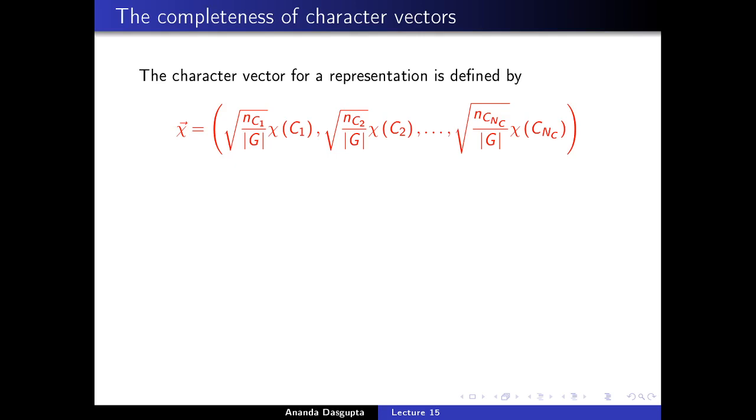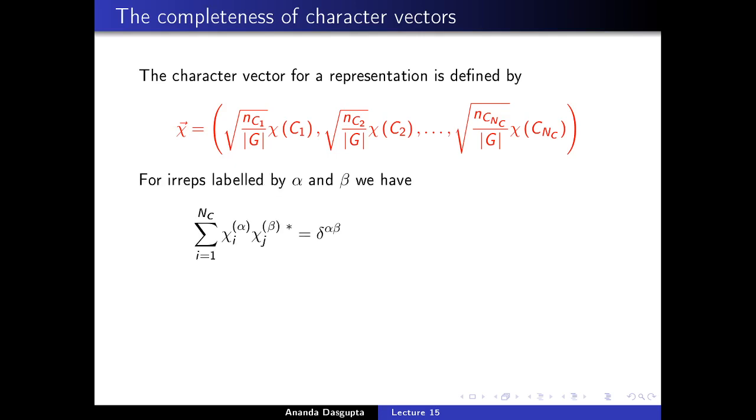Now, the reason why we use this rather clumsy looking normalization is that as a result of this, the character orthogonality theorem takes this particular form. If you add up over all the classes, i running from 1 to n_c, chi alpha i times chi beta i star, you end up with delta alpha beta.